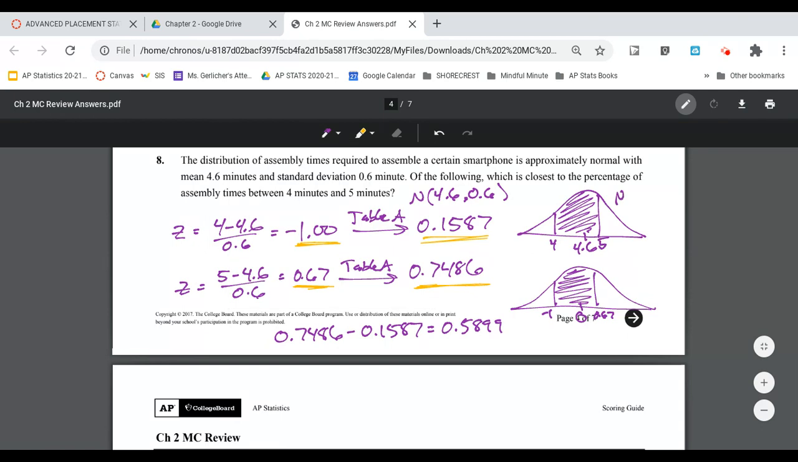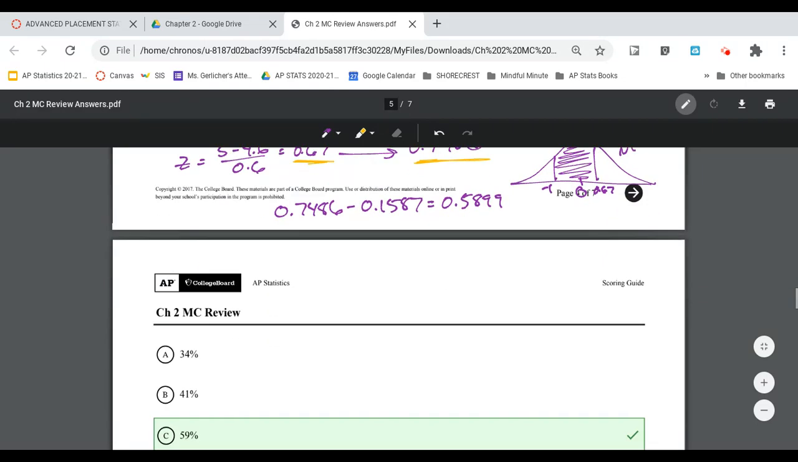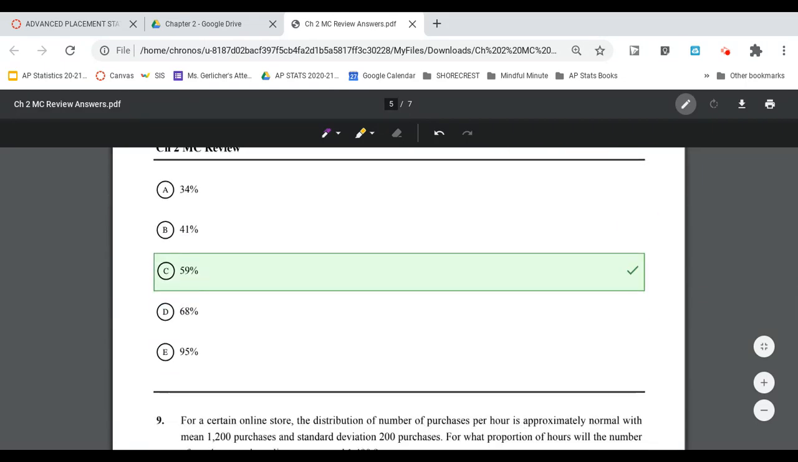Here is my normal distribution with my original data, so 4.6 and 0.6. And this is my standardized normal curve with 0, 1. Either way you think about it, it's still that same chunk in the middle, right? But if you turn it into a percentile in table A, now I can just subtract them to find the chunk in the middle. Okay.